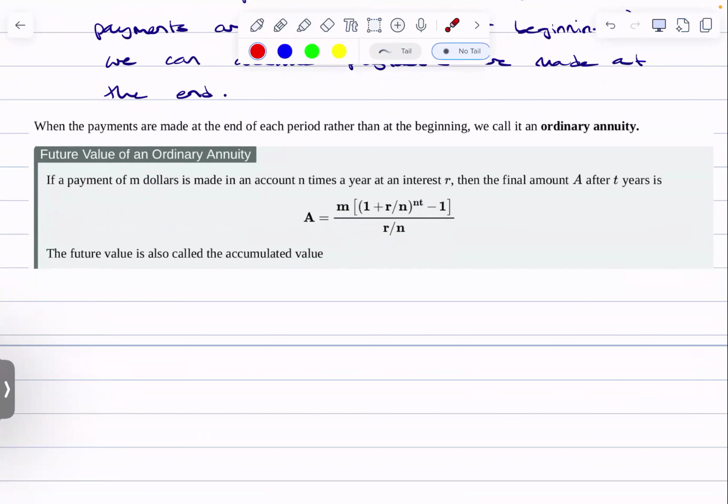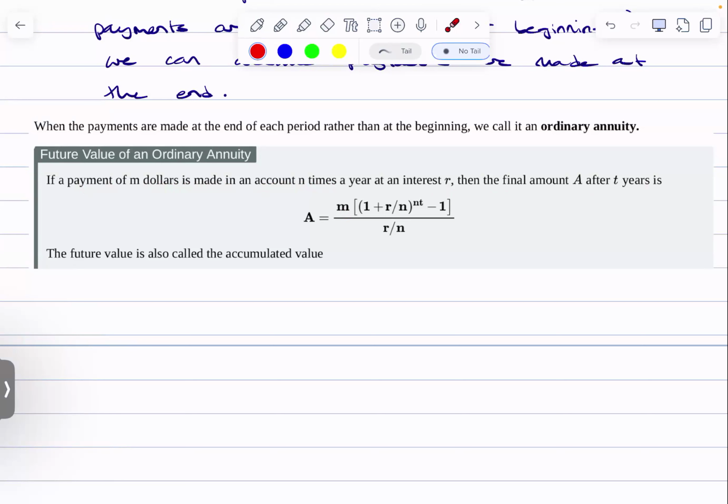your car, right, to pay off your car loan, right? Or maybe you're saving $200 a month or something like that, right? Then M is going to be that $200 or $300, right? That payment amount. And so if a payment of M dollars is made in an account N times a year at an interest rate R, then the final amount A after T years is given by this formula.